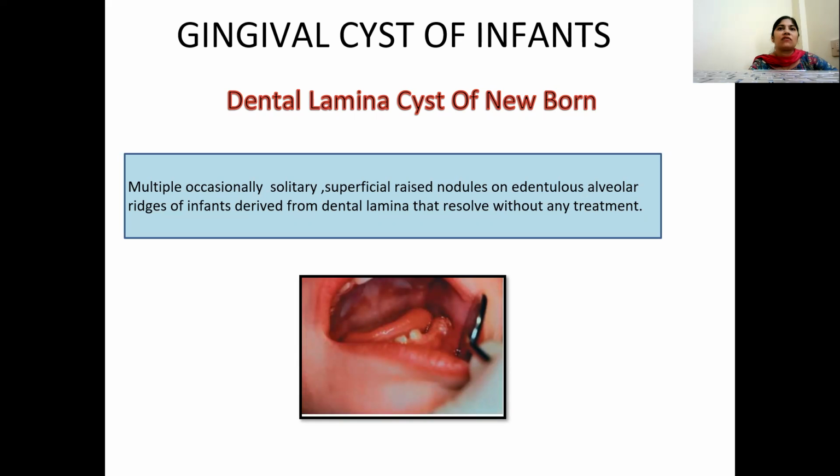Next one is gingival cyst of infants. It is also called dental lamina cyst of newborn, since it is derived from the dental lamina. Multiple, occasionally solitary, superficial raised nodules on edentulous alveolar ridges of infants derived from dental lamina that resolve without any treatment. So that is the definition.